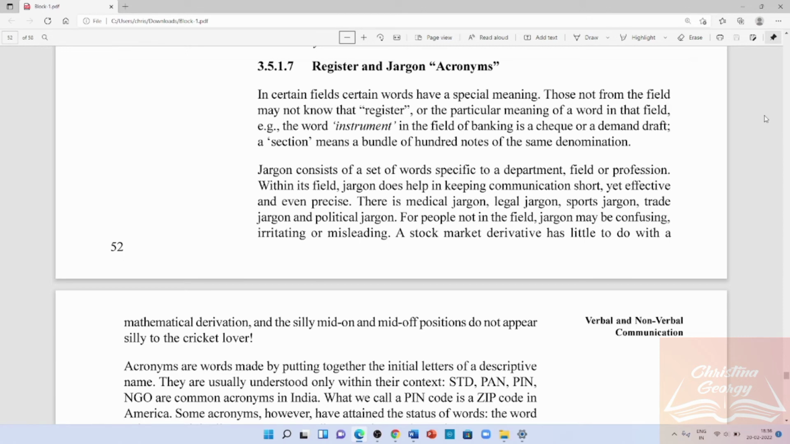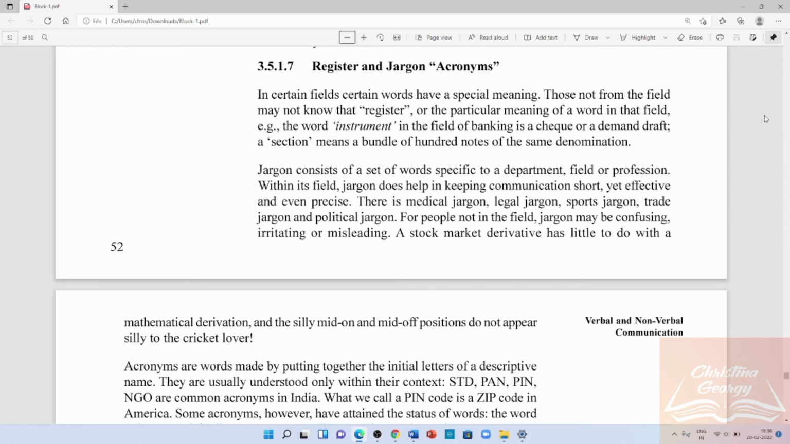There is medical jargon, legal jargon, political jargon, sports jargon, and so on. Similar is the case with acronyms. Acronyms are words made by putting together the initial letters of a descriptive name. They are usually understood only within their context. For example, NGO, meaning non-governmental organizations.